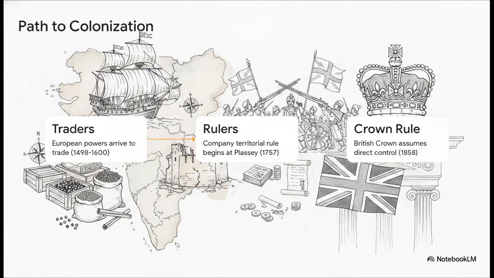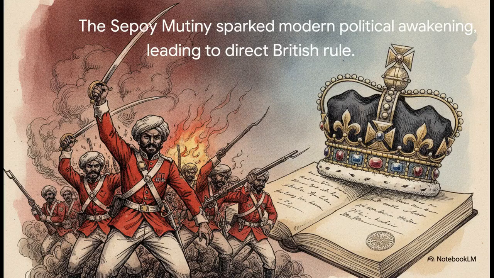And finally, step 3, direct crown rule. By 1858, the British government stepped in, dissolved the company, and took over the whole shebang directly. Now, you might be wondering, what exactly forced the British government to step in directly in 1858? Well, it was the explosive events of the year prior.